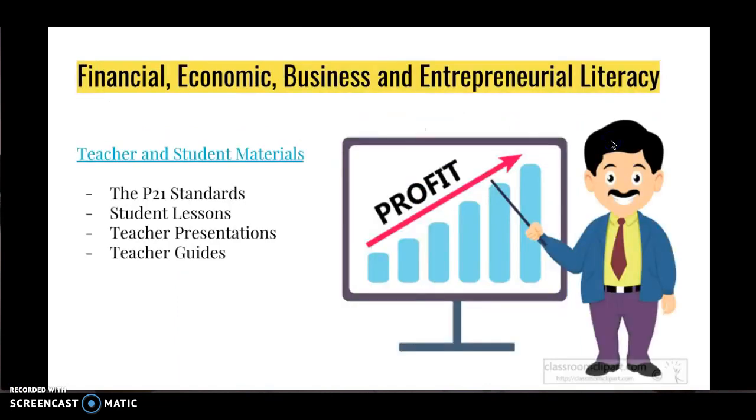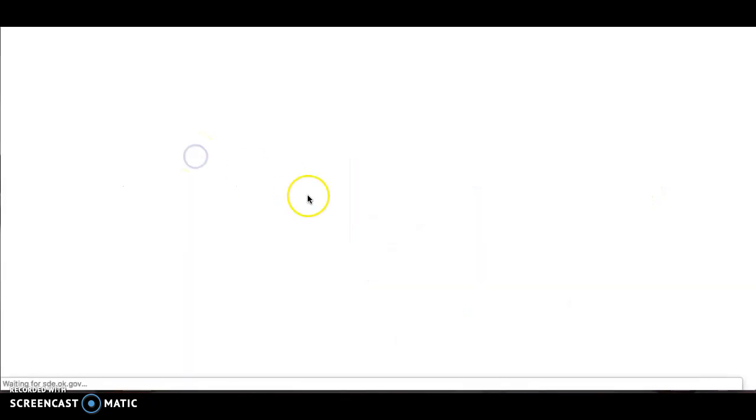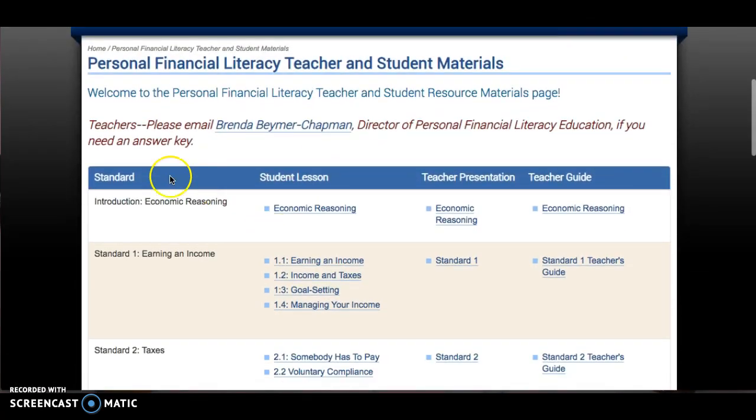The next theme is financial, economic, business, and entrepreneurial literacy. Students should show knowing how to make appropriate personal economic choices, understanding the role of the economy in society, and using entrepreneurial skills to enhance workplace productivity and career options. This link right here in resources is really useful. It shows the actual standards from the framework and gives examples of student lessons, teacher presentations, and teacher guides.